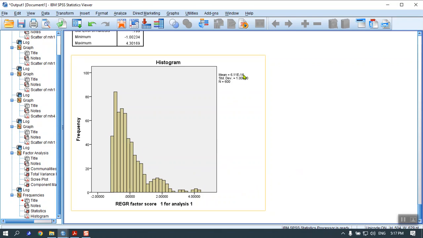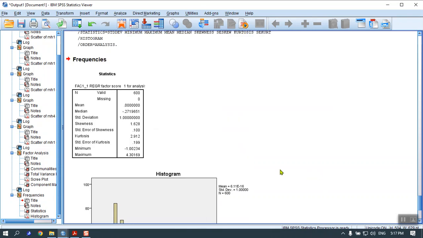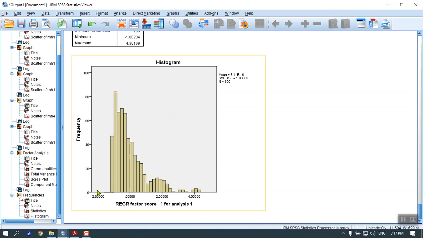It has a mean of, well, that's minus 16, so it's really 0. There are like 15 zeros before this number. And a standard deviation of 1. So it's actually a standardized score, with a mean of 0. The median is negative. Now, why is it negative? Well, because it's a z-score metric.